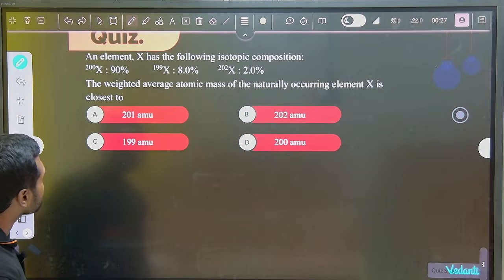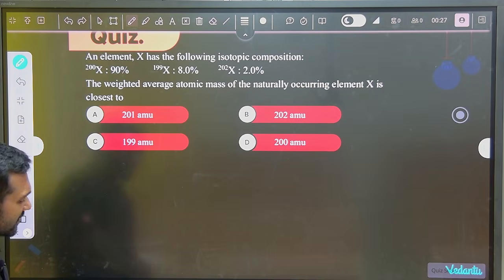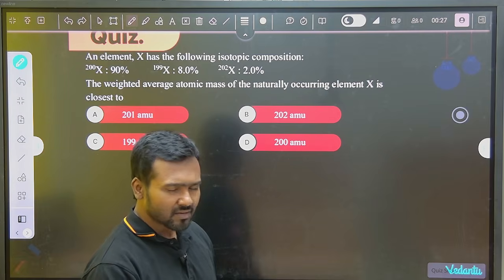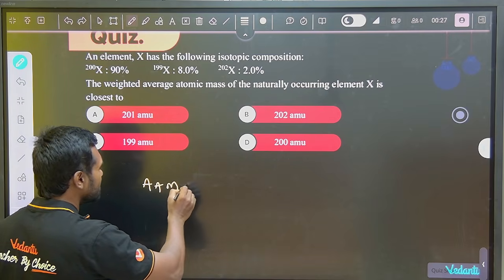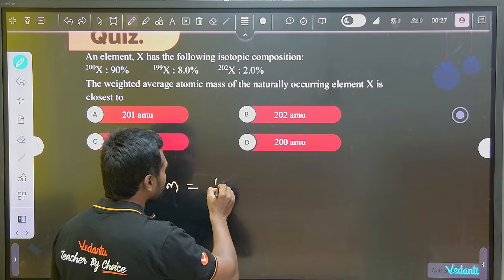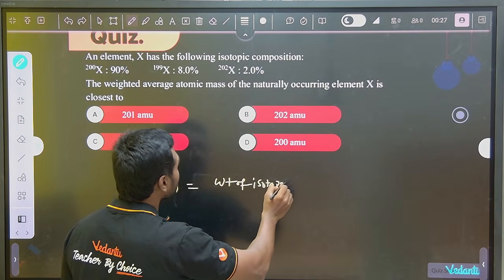If you see some questions here, an element X has the following isotope composition: X200, X199 and X202, and the weighted average. Anyway, here I am not going to do this one. This is the average atomic mass. Average atomic mass is equal to the weight of the isotope. Consider there are 3 isotopes now.